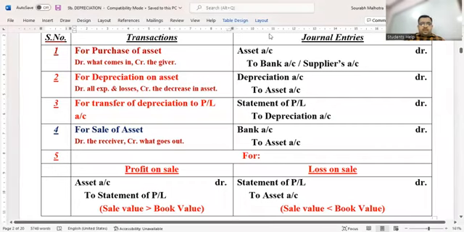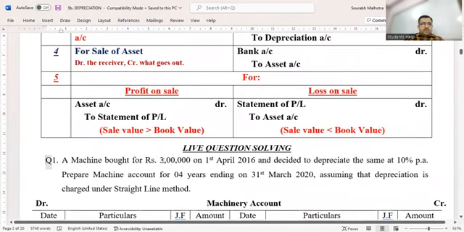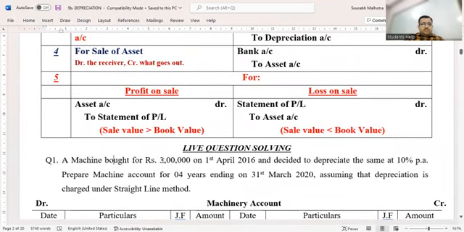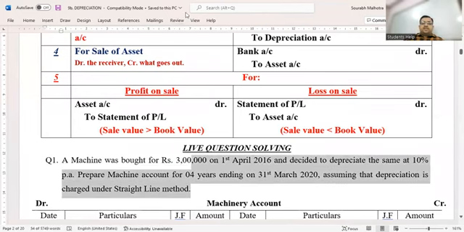Let's move further, children. And in entries, please do not mug up anything. Just remember the rules. Children, this is the question that we are going to do. Please copy this question. Machine bought: a machine was bought for rupees 3 lakh on 1st April 2016 and decided to depreciate the same at 10% per annum. Prepare machine account for 4 years ending on 31st March 2020, assuming that depreciation is charged under straight line method. Quickly update the question in your classwork notebook.